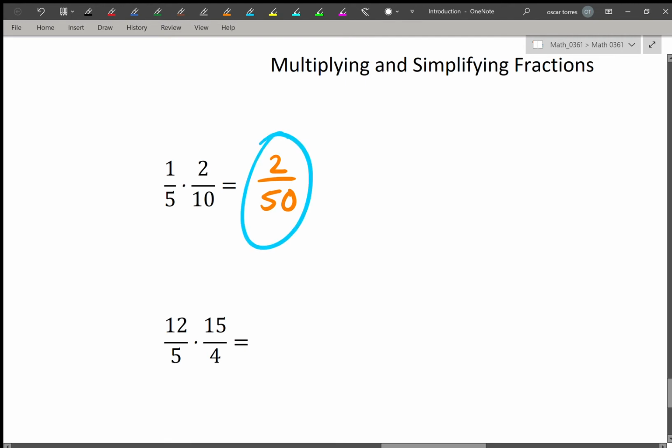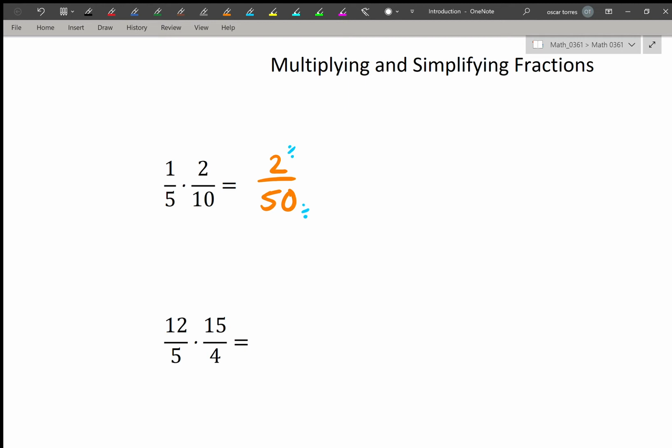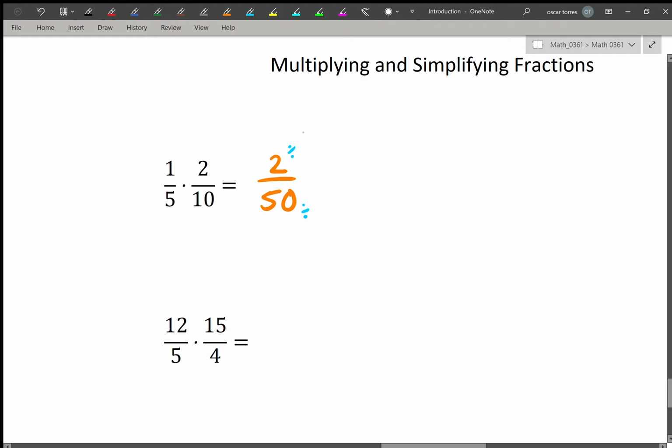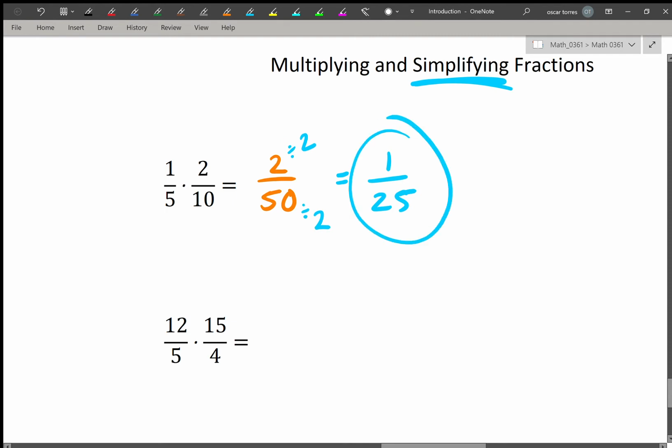To simplify a fraction, you need to figure out in your head what number can divide into this top number and this denominator. In other words, what can we divide 2 by and what can we divide 50 by and still get a whole number for each one of those values? Well, if we divide 2 by 2, we would get a 1. If we divide 50 by 2, we would get a 25. So this fraction ends up simplifying to 1 over 25. And most problems will tell you to simplify your fraction or your answers. So that would be this answer for this problem.